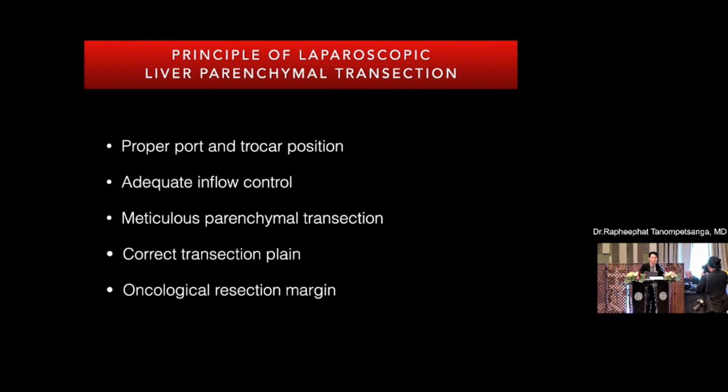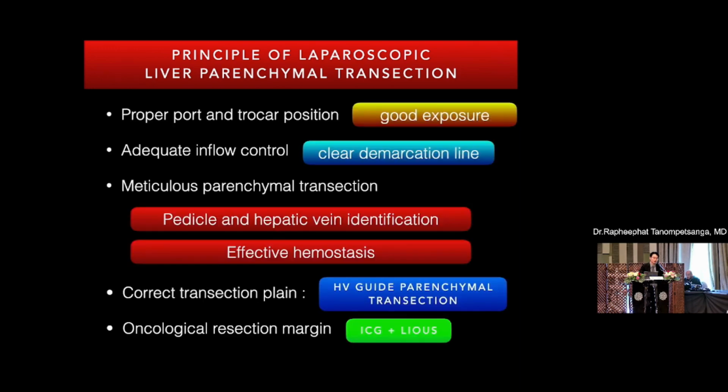So my topic is about the technique in liver parenchymal transection during laparoscopic hepatectomy. The principle of laparoscopic liver parenchymal transection is five things. You have to make the proper port and trocar position to make a good exposure. Another one is adequate inflow control to see the demarcation line and let your operative field be dry.